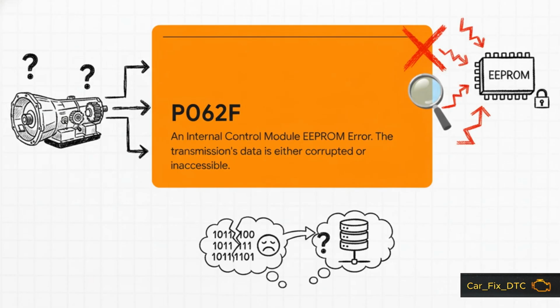So what does P062F actually mean? At its heart, it's an internal control module EEPROM error. That sounds super technical, but it really boils down to two things. Either the memory data for your transmission has gotten scrambled, think of it like a corrupted file on your computer, or the system just can't get to that data at all. It's a communication breakdown, plain and simple.